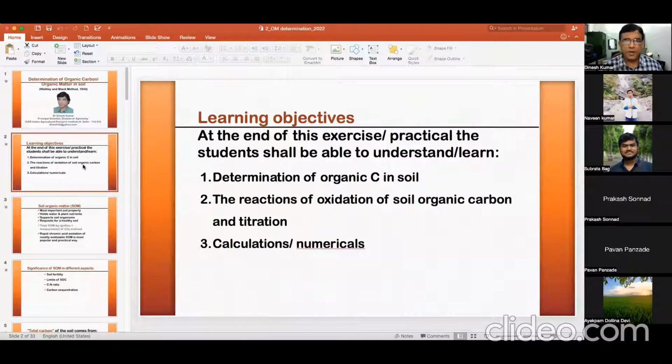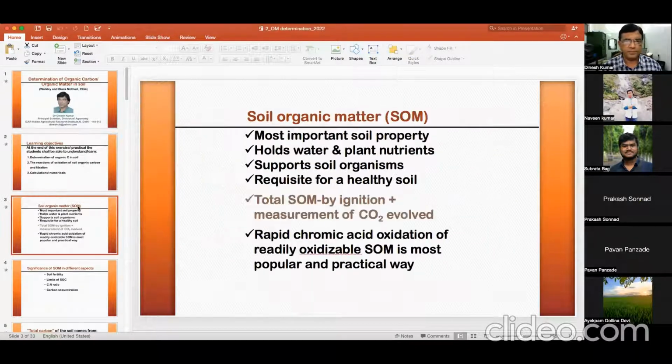Today we are going to learn determination of organic carbon in soil by Walkley and Black method, and the reactions of oxidation of soil organic carbon and some reactions during titration. And then we will have some calculations and numericals.